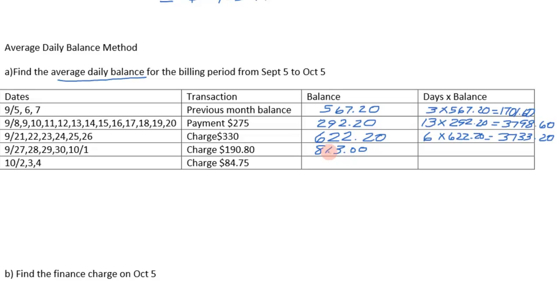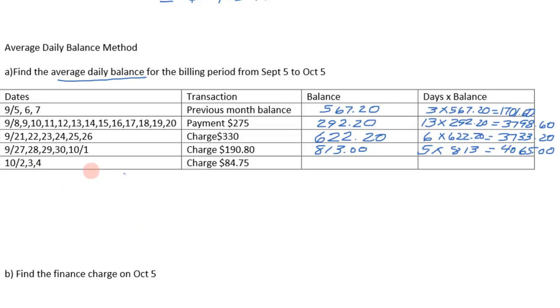Okay, and you have that balance from the 27th to the 1st, which is 5 days. You see that? So 5 days at $813. And you use your calculator for that. That is 4065 even. Okay. Finally, on the 2nd of October, you charged $84.75, and you have that from the 2nd to the 4th, because you're computing the finance charge on the 5th.